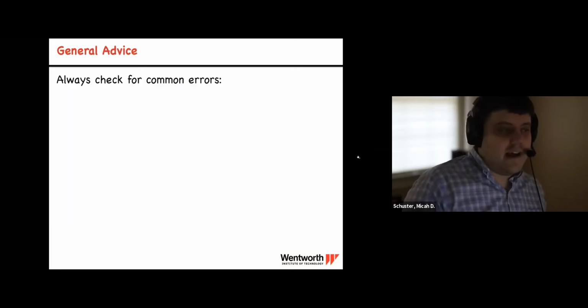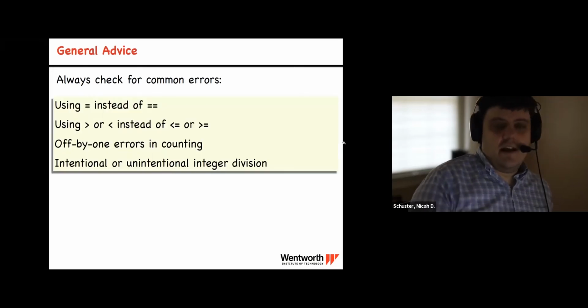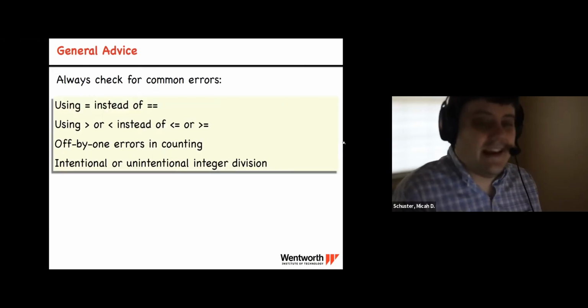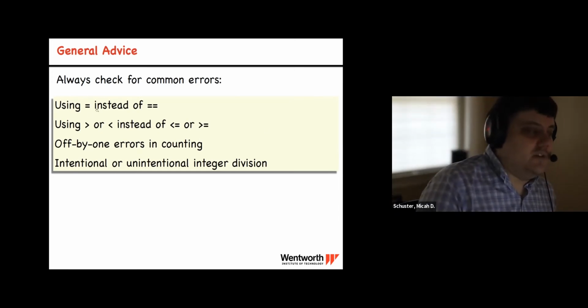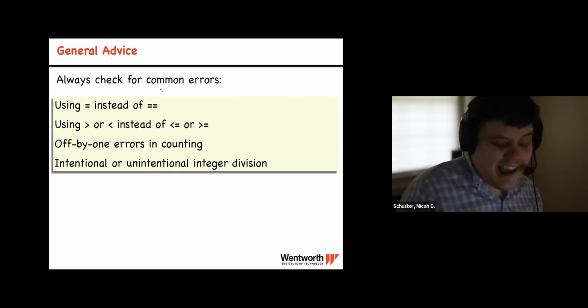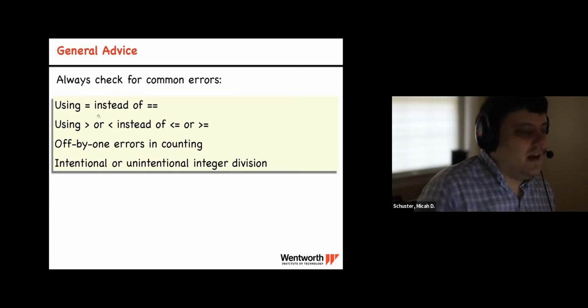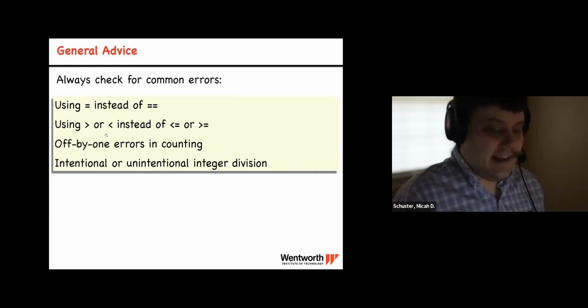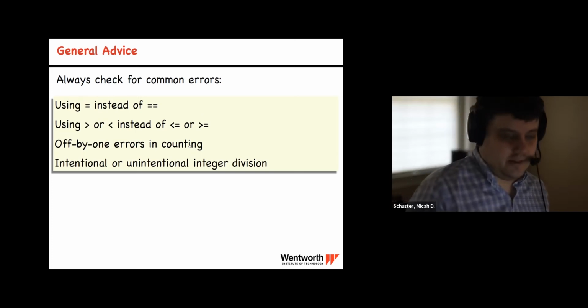So some general advice in terms of checking for errors is always look for common stuff. If you are running your program and you get an incorrect result, something that you don't expect, always check for stuff like using a single equals instead of a double equals. I mentioned that 3 times last class, so we'll mention it again as well. Check to make sure that maybe you're using a greater than or less than when you should be using the equal to equivalent of that.